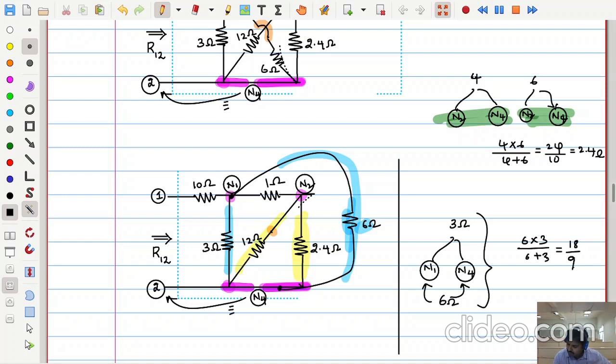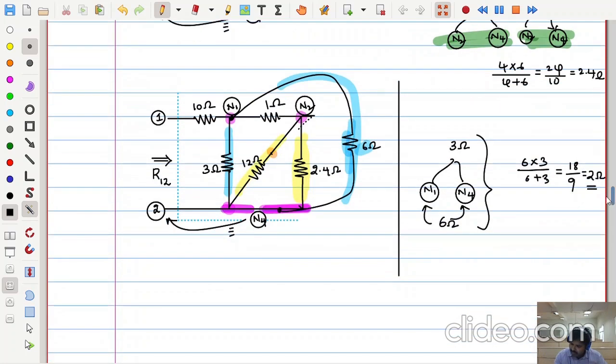(18 by 9). 2 ohms. Yes, sir. Now where should we connect the 2 ohms? Can you tell me? Between N1 and N4, sir. N1 and N4. Between N1 and N4 only.